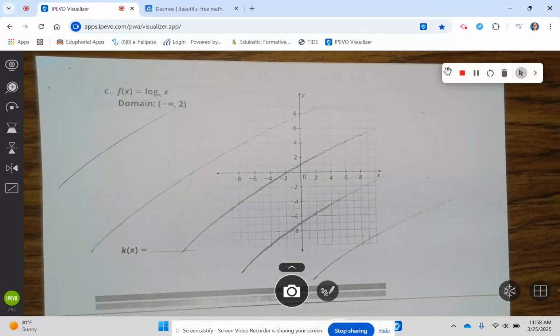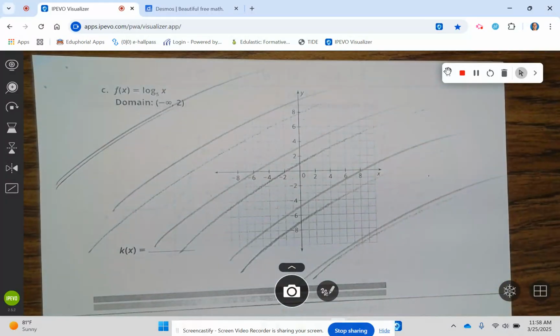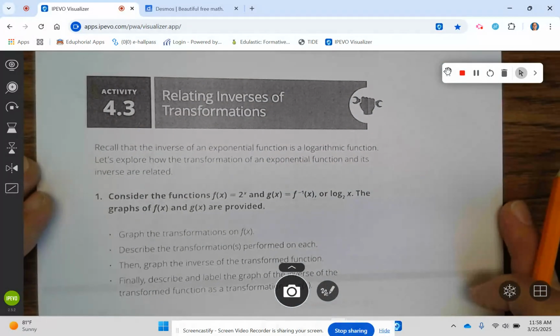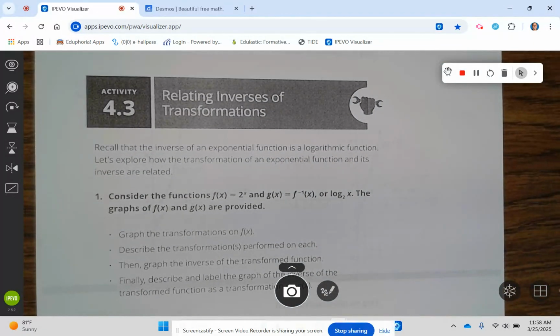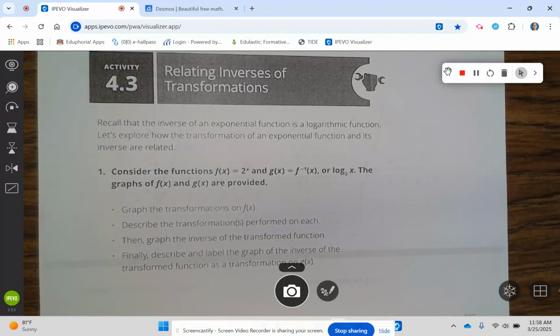Okay, Wildcats. Let's first start out by marking out C. And let's take a look at 4.3, relating inverses of transformations. Recall that the inverse of an exponential function is a logarithmic function. Let's explore how the transformation of an exponential function and its inverse are related.